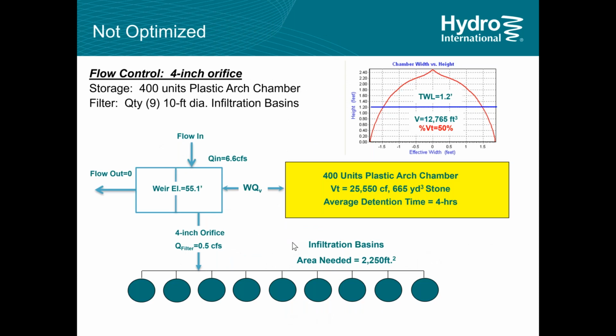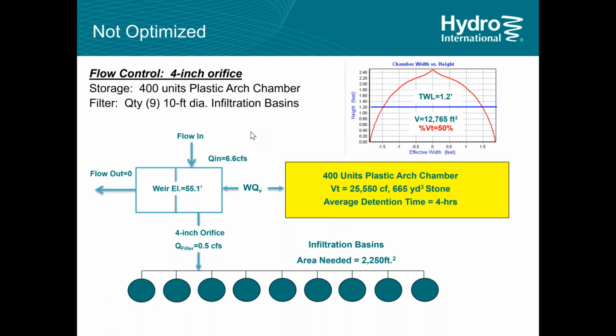So I'm going to start getting into some numbers here. What the vortex valves allow you to do is really optimize the use of the storage media that you already have on site. So for example, in this case, you had these 400 units of plastic arch chamber, and they were upstream of a diversion structure.